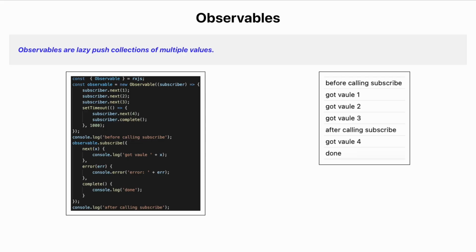When the Observable is subscribed, we can pass an object containing three properties: next, error, and complete. All reference a function, which will be called when the next method on the subscriber object is called, when an error is thrown, and when the complete method is called on the subscriber, respectively.